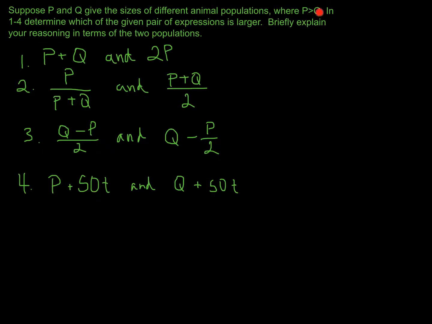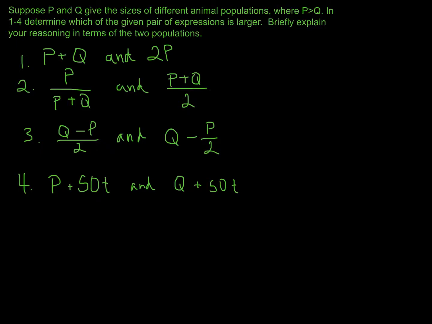So you know P is bigger than Q, and you can be very, very simple. That just means that P is a number bigger than Q. So P and Q could be 2 and 1. And that will allow you to think about these different situations and which one is going to be greater, and then give a rationale for it.